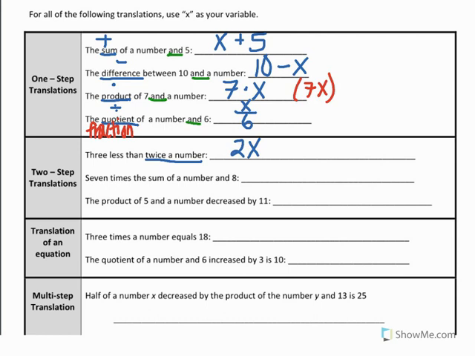Okay? Now we have 3 less than. Many of you will think that means 3 minus 2x. But let's think about this. If we have 3 less than the number 10, we get 7. So 10 minus 3 gives us 7. So when we have this phrase 3 less than, we have to write minus 3 after whatever it is we're talking about.